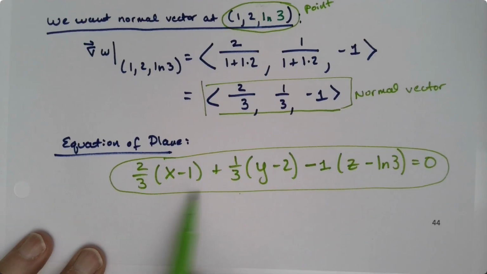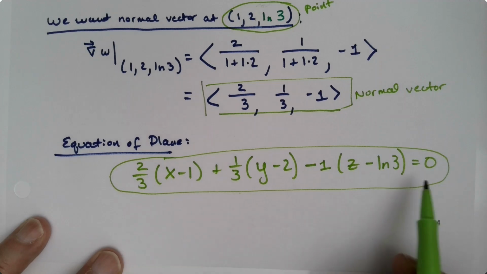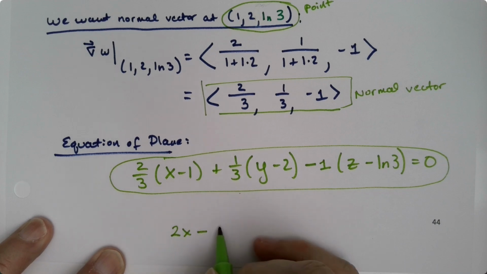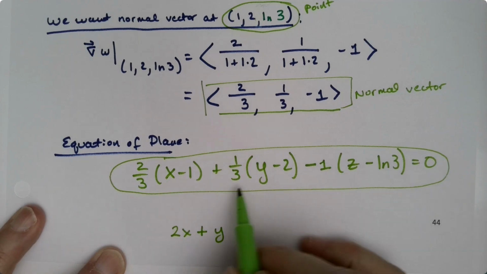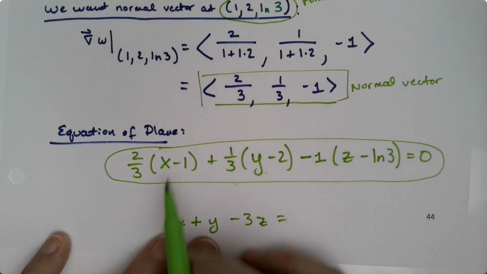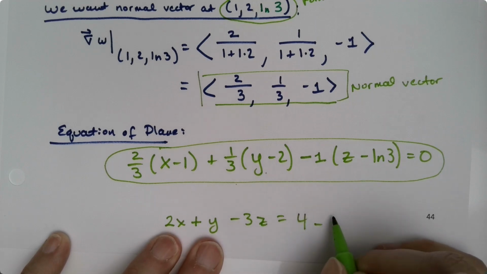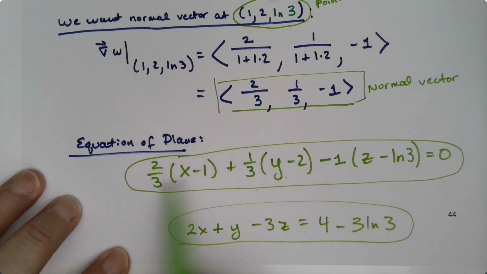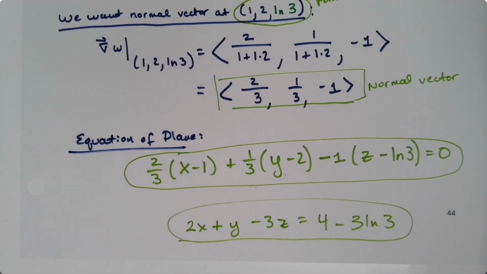And if you want to, you could distribute and combine like terms and multiply. I would multiply everything by 3, and you can mess around with it. You would get 2x plus y, minus, because if I multiplied everything by 3 to make the 3's go away, minus 3z, and it'd be equal to, bringing these to the other side, 4 take away 3 natural log of 3. Again, you don't have to do that. All I'm doing is distributing, combining like terms, multiplying everything by 3, basic algebra 1 stuff.